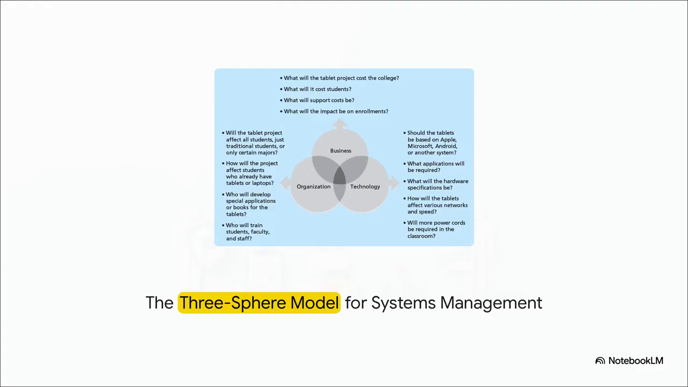So, adopting a systems philosophy basically means stepping back and taking a truly holistic view. A project absolutely cannot operate in some isolated IT bubble. The model we're looking at brilliantly illustrates this with 3 overlapping spheres: business, organization, and technology. As a project manager, you have to address all 3.